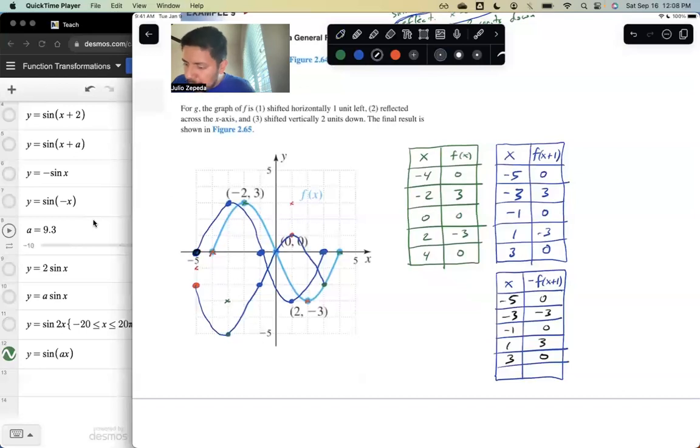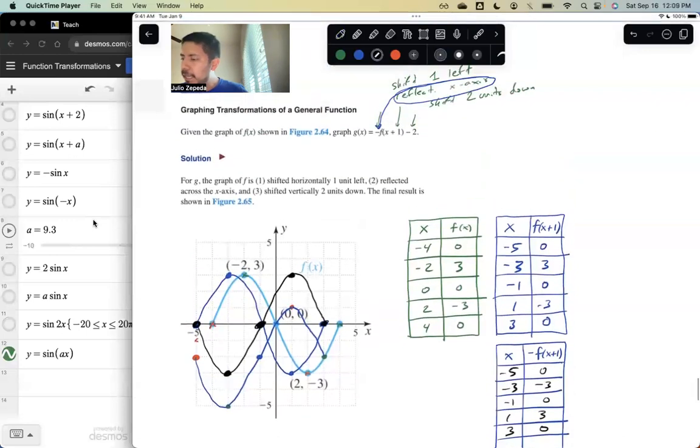(-5, 0). Notice that anything on the x-axis will stay there. (-3, -3). There it is. (-1, 0). (1, 3). 1, 2, 3. And (3, 0). So notice how the black graph and the blue graph compare. They're just reflections of each other about the x-axis. The blue graph that I just graphed, not the answer one.